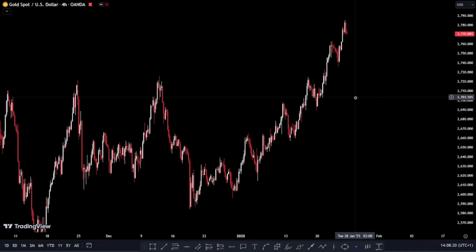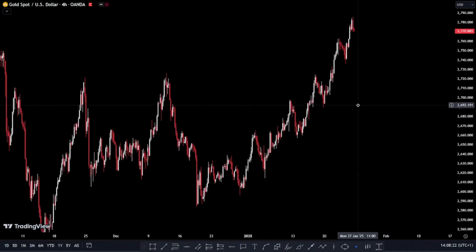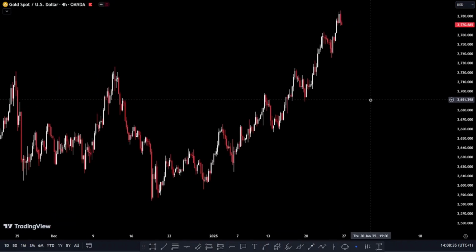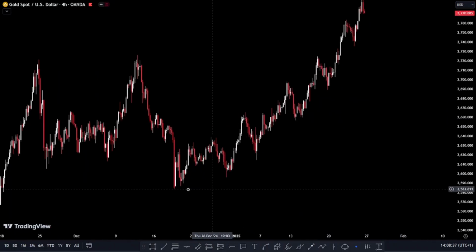So for this first video of the year 2025, we're gonna start with a weekly analysis. We're gonna make our analysis on three major pairs: gold, EUR/USD and GBP/USD. Okay, so now we are in the 4 hour time frame of the gold chart. So you can clearly see a very bullish trend here during the last week.